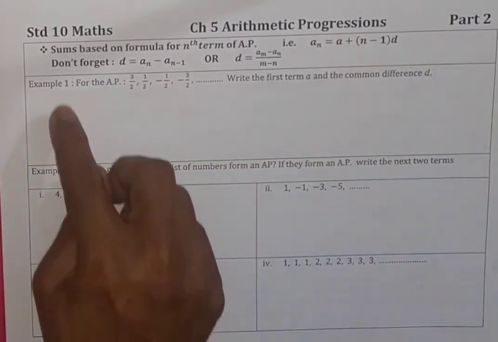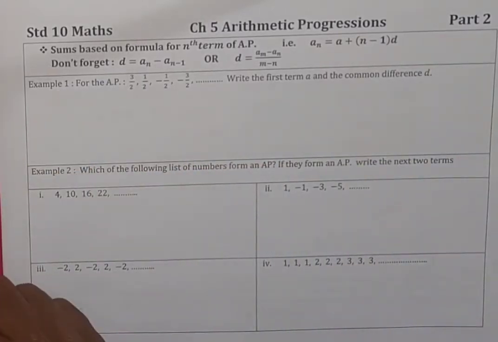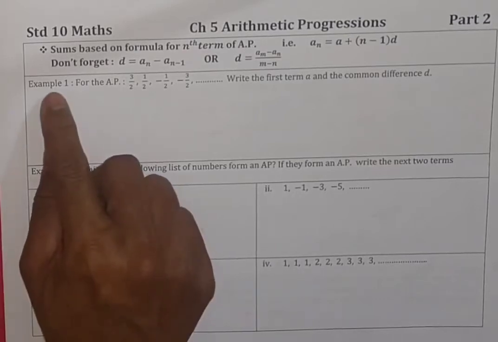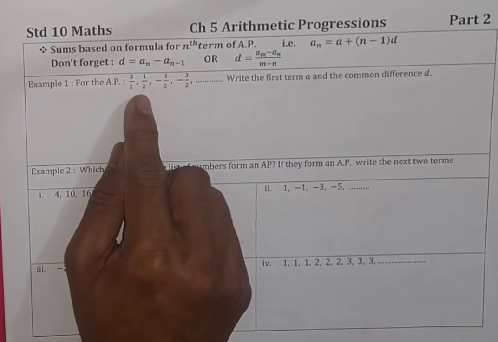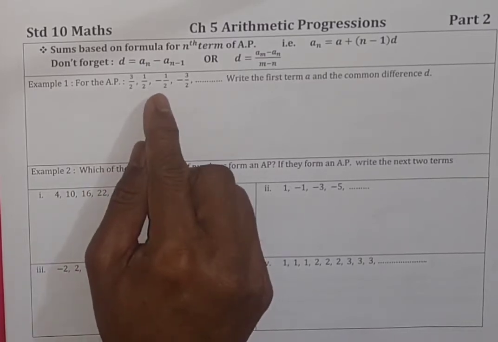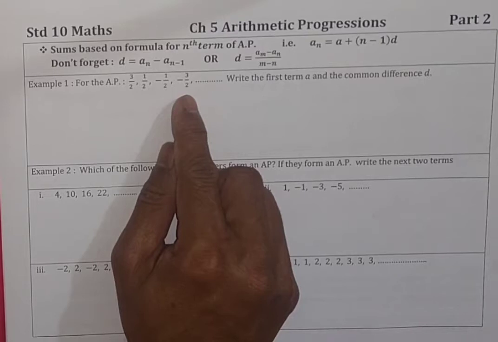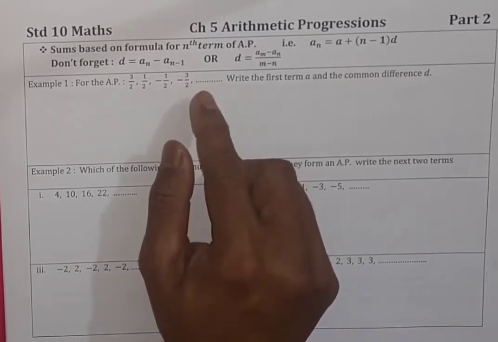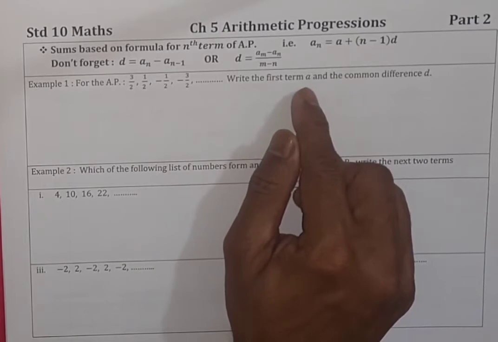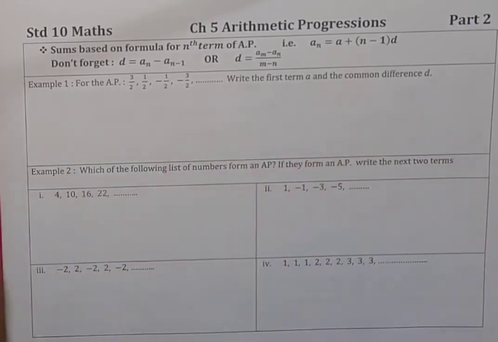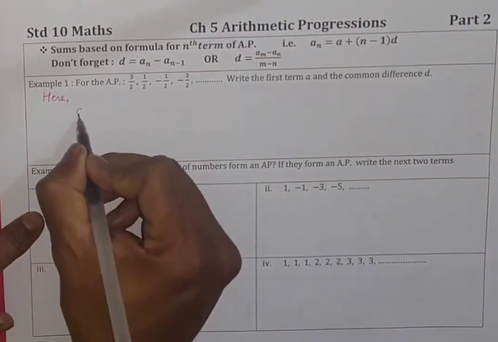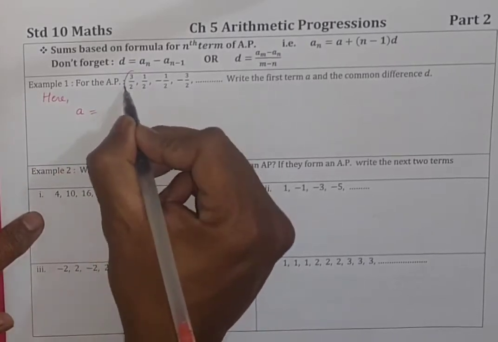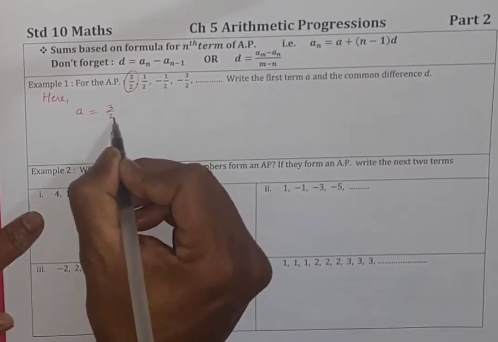Alright, here are two examples from the textbook. Illustrations. What is the first one? For the AP whose first term is 3 upon 2, second term is 1 upon 2, the next is minus 1 upon 2, and next is minus 3 upon 2, and so on. It is an infinite AP. Write the first term A and the common difference D. Oh, that's very easy. Here, first term A is 3 upon 2, correct?